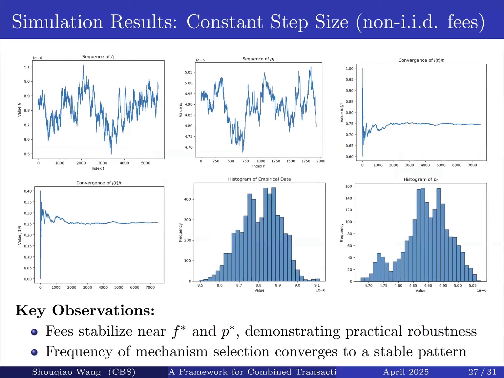Then, under the more practical conditions with constant step size and non-IID fees, we observed that fees stabilize near optimal values, demonstrating robustness even under realistic market dynamics, and the adaptive mechanism maintains stable selection frequency, highlighting its practical effectiveness of the theoretical result.